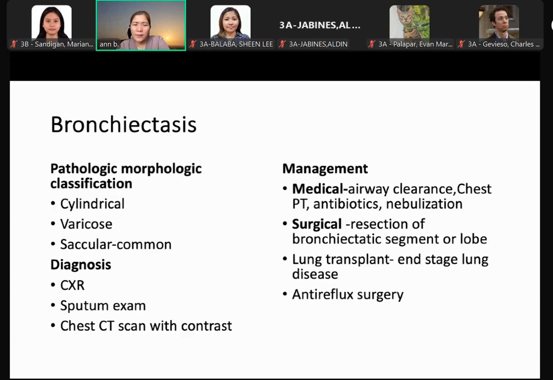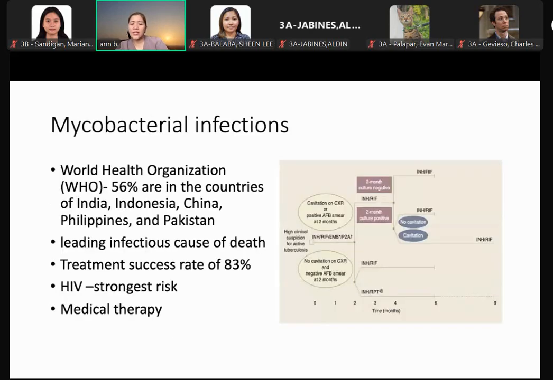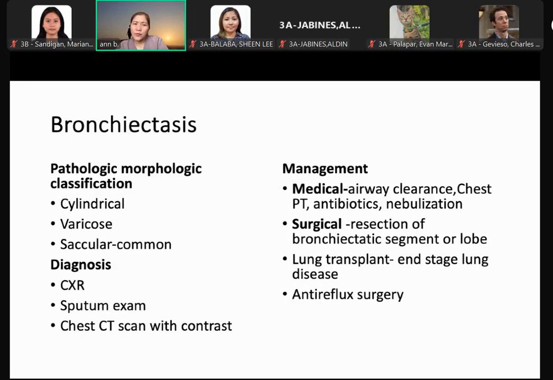The pathological morphology classification: mostly when we send the tissue for biopsy, the pathologist would describe it as cylindrical, varicose, or saccular in morphology, which is more of a pathologic diagnosis already. The saccular is more common. So diagnostics, again: chest x-ray, sputum exam, chest CT scan with contrast.